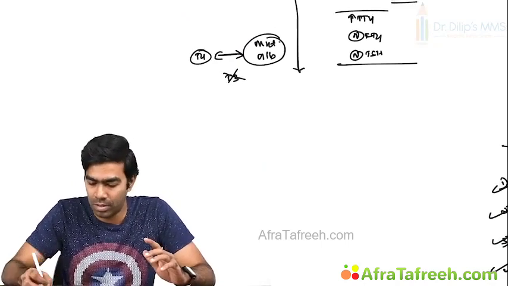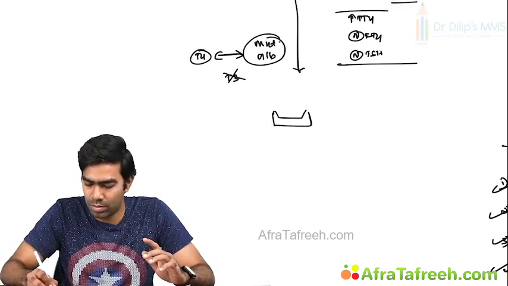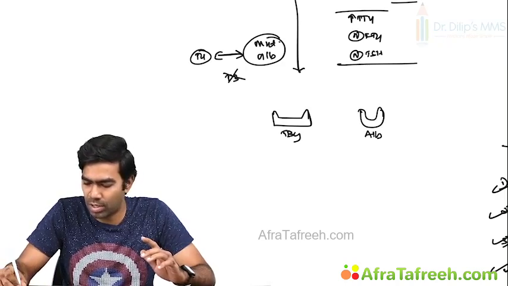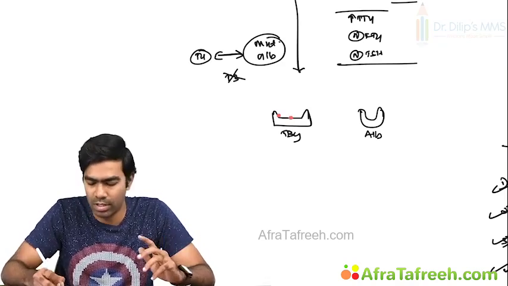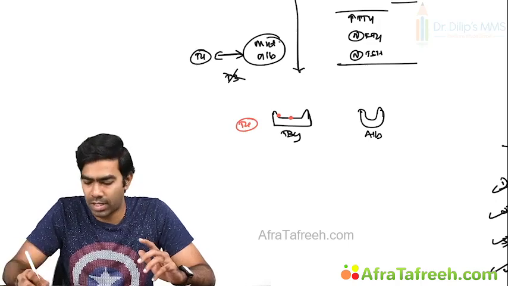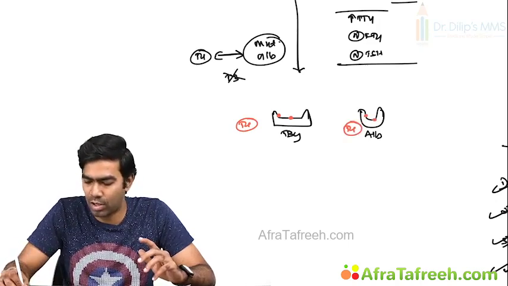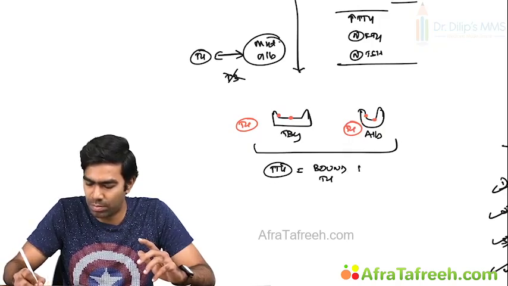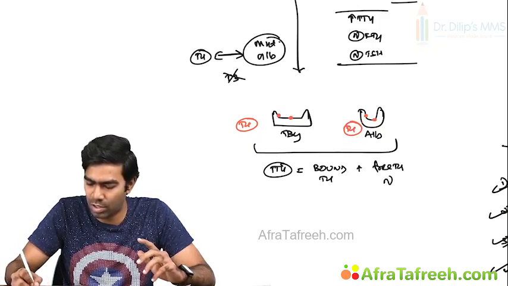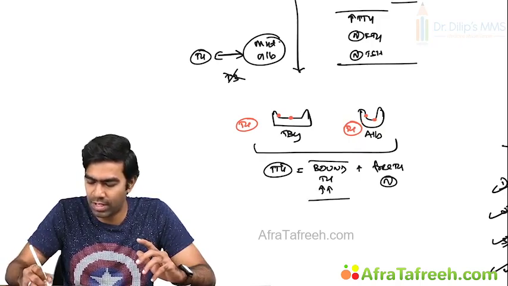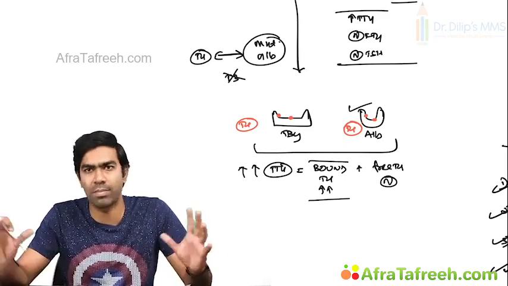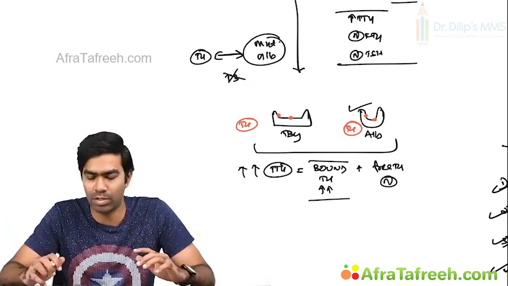Let us see. Let us assume this is the TBG, and this is the albumin that is mutated. Normally your TBG alone should be carrying thyroxine, but here albumin also starts carrying a lot of thyroxine. When you take a total T4, which is a measurement of bound T4 plus free T4, here the free T4 is normal, but the bound T4 will definitely expand, resulting in increased total T4, because now the albumin is also increasing the binding capacity. Clear? Because this is the mutated albumin.